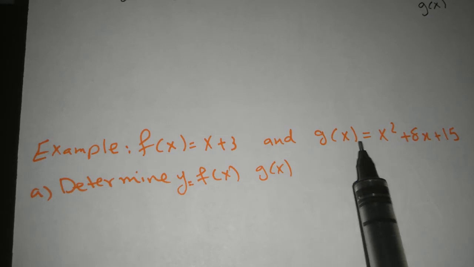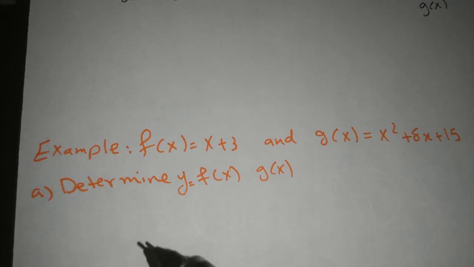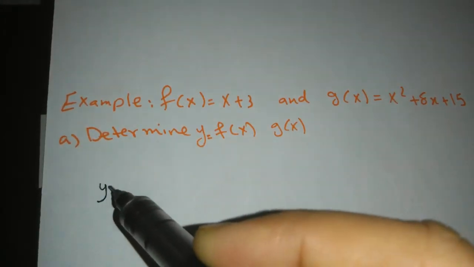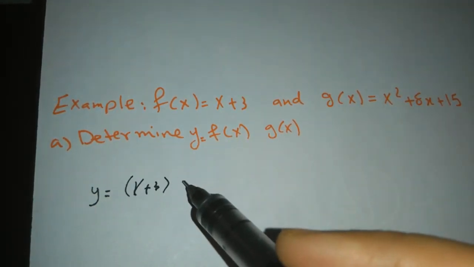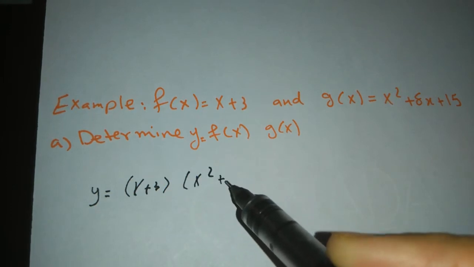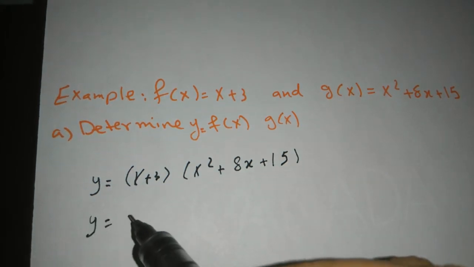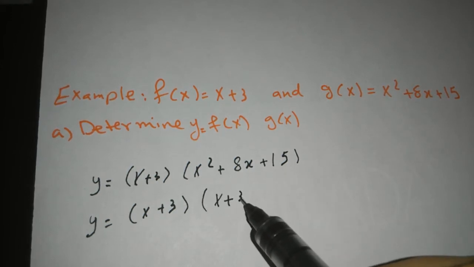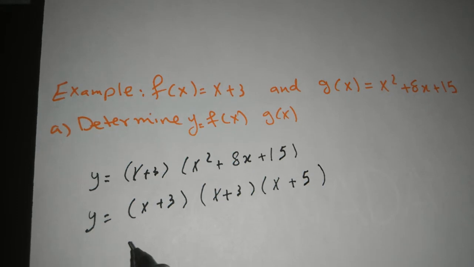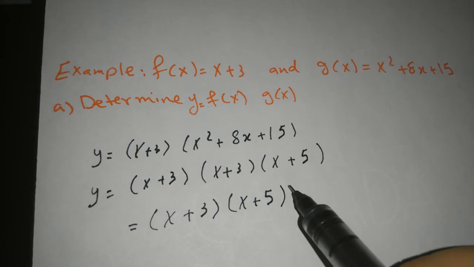f of x is x plus 3 and g of x is x squared plus 8x plus 15. We want to find the product of the two functions. I know that it is f of x multiplied by g of x. I want to graph that, so I want to write it in factor form. This is going to be x plus 3 times x plus 5, and put together it is (x plus 3) squared times (x plus 5).